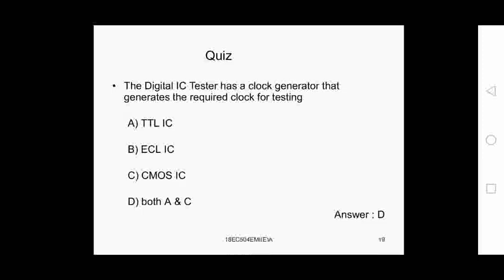So a simple quiz: a digital IC tester has a clock generator that generates the required clock for testing: A, TTL ICs; B, emitter coupled logic ICs; C, CMOS ICs; D, both A and C. So the digital IC tester has a clock generator that generates the clock for testing both the TTL ICs as well as CMOS ICs. So the answer is D, both A and C.